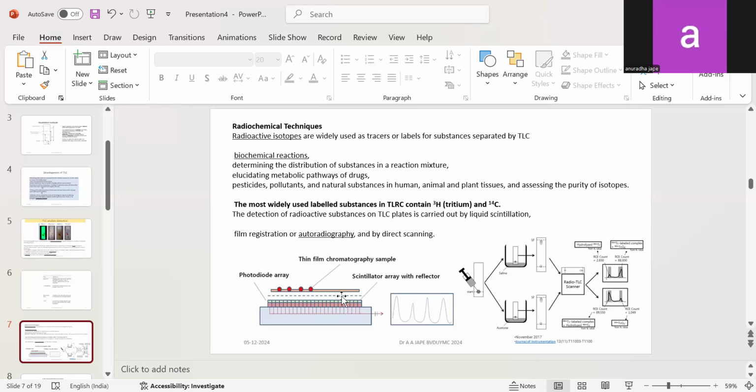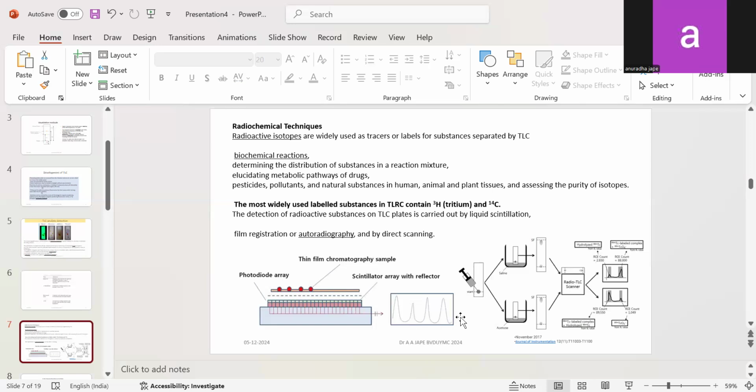The signal will be multiplied in its amplitude by the photodiode array, and the multiplied or intensified signal will be received and converted into a digital display, which will come in the form of a chromatogram, the graphical representation of the analytes present on the TLC plate depending upon the distance from the origin. You will be getting these.